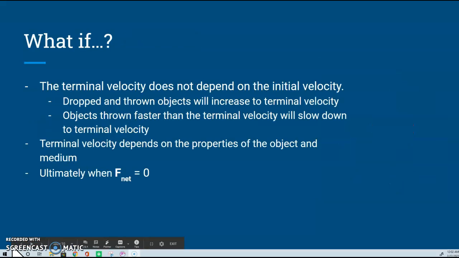I then answered, what if the object was initially thrown downward? The answer is that the terminal velocity does not change based on initial velocity. The terminal velocity depends on the properties of the object and the properties of the medium it is moving through. Dropped or thrown objects will increase in speed to a terminal velocity. If the object is thrown faster than its terminal velocity, it will slow down to its terminal speed after being released. This is because terminal velocity happens with F net equals 0, which does not depend on the initial velocity.